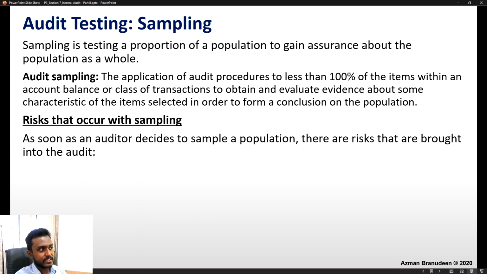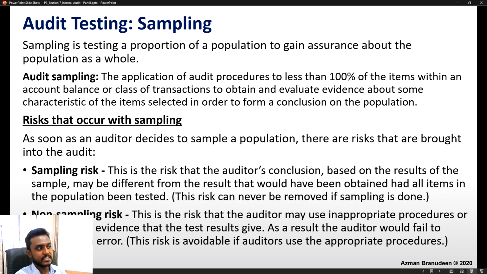As soon as an auditor decides to sample a population, there are risks that are brought into the audit. Obviously, you're going to have the sampling risk, which is inherent to any kind of sampling work. This is the risk that the auditor's conclusion based on the results of the sample may be different from the result that would have been obtained had all the items of the population been tested. The thing about this risk is that it can never be removed if you do sampling. If you do sampling, it's always going to be there.